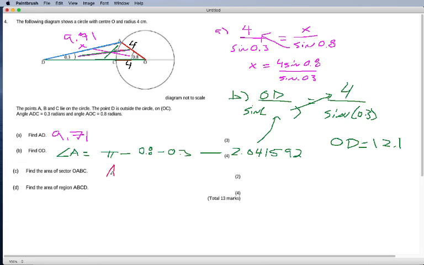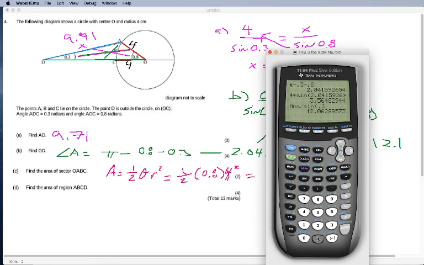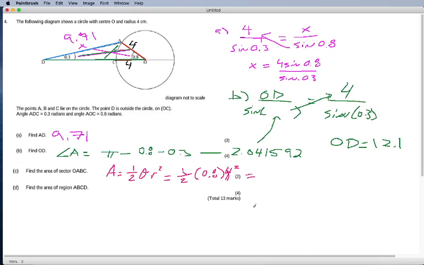And the area of sector is equal to 1/2 theta r squared. And we have all this information we need. So 1/2 times 0.8 times 4 squared. So make sure you put all this down for your method marks. If we do that, 0.5 times 0.8 times 4 squared is 16. And we get 6.4. And what's our unit? Centimeters squared.